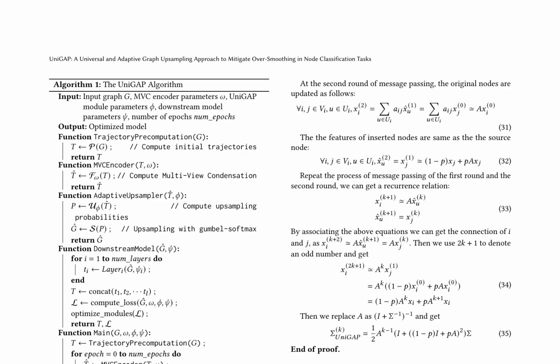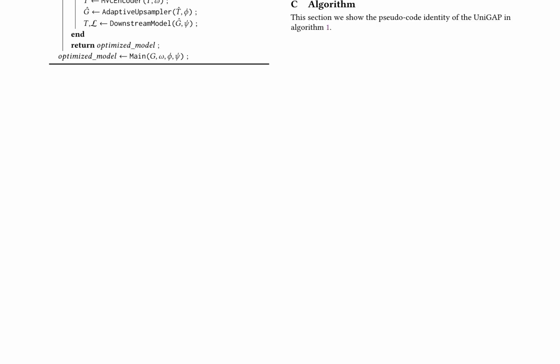The adaptive upsampler function generates upsampling probabilities based on the condensed representations, and the downstream model function utilizes the upscaled graph to compute the loss and optimize the model parameters. The main function orchestrates the entire process, iterating over the epochs and invoking each function in sequence. The optimized model is returned as the output. The UniGAP algorithm is designed to adaptively upsample nodes in the graph, thereby mitigating oversmoothing and improving node classification performance.